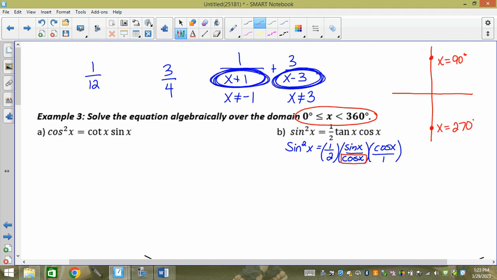So just like this was way easier to see. If I plug a -1 in, this becomes 0, right? If I plug a 3 in, this becomes 0. That's way more obvious to see where the zeros will come from, right? Same thing happens here. If I plug 90 degrees in, what's cos of 90 degrees?